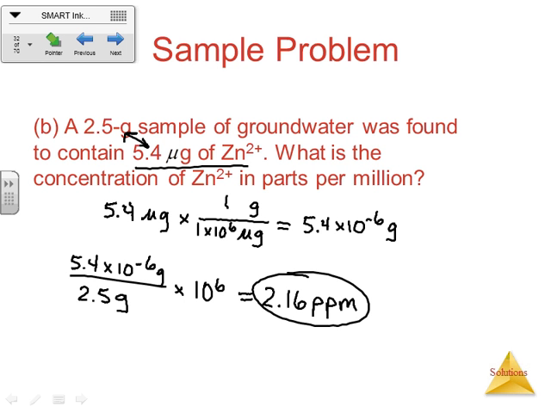All right, so 2.16 parts per million. And what I did, I put in 10E6 on my calculator, which I told you guys not to do last year, didn't I? You put 1E6 because that's the same thing as 1 times 10 to the 6, which is what you want to put.